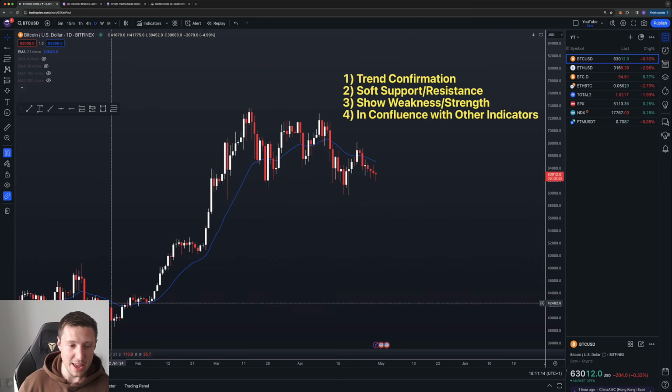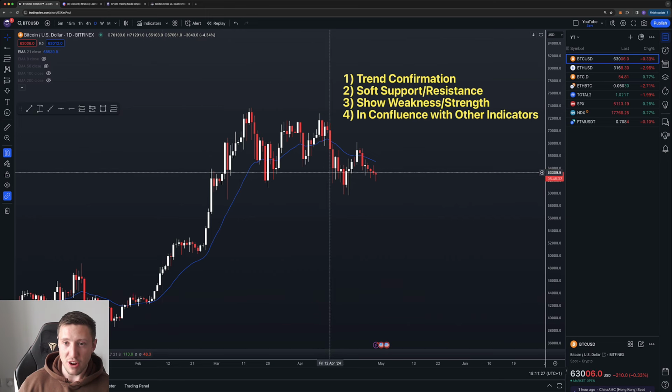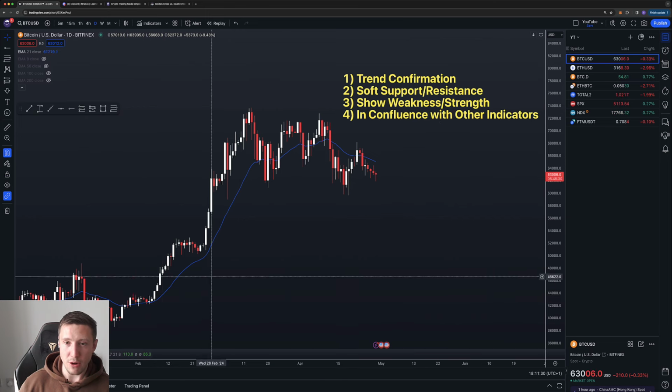As you can see back here, at the end of January, start of February, the moving average 21 was used as support by BTC on the daily time frame. And you can see that the moving average then starts to trend upwards from that. So trend confirmation, soft support, and moving on to my next point, is it showing weakness or strength?